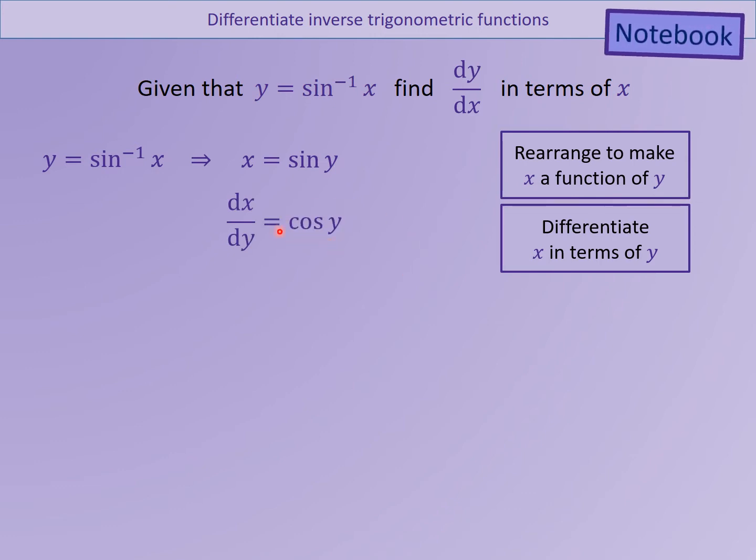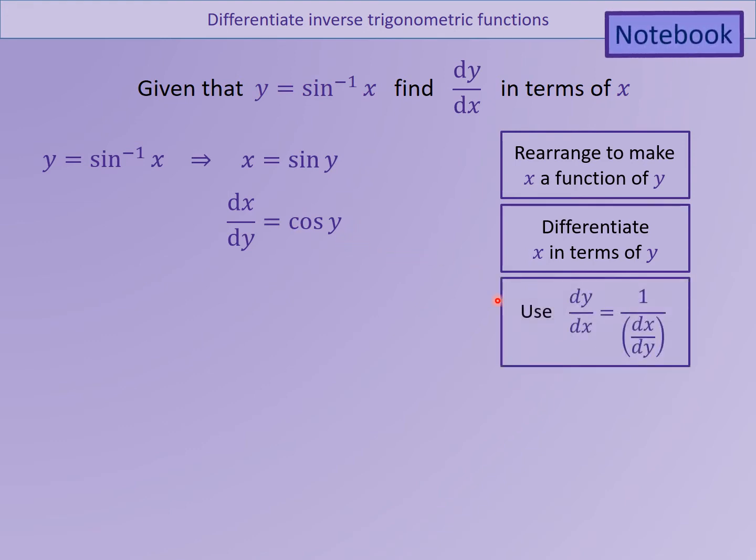Now the issue is we've got dx over dy, and we want dy over dx, but we've also got it in terms of y, and we want it in terms of x. So again, pause now, see if you can rearrange it, and see if you can sort this bit out into x's. Okay, so let's see how far you got.